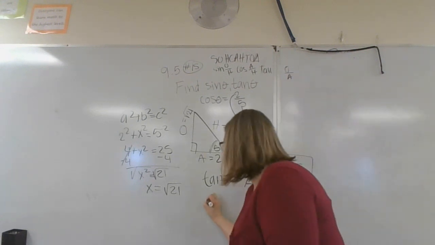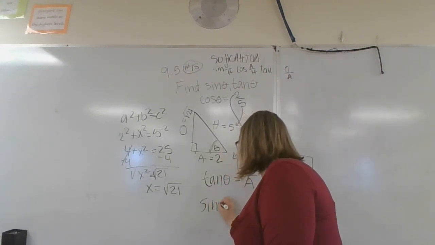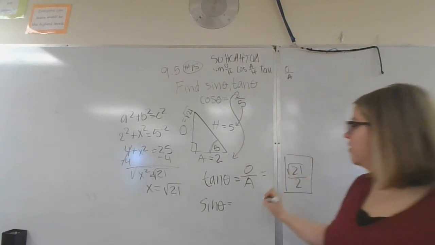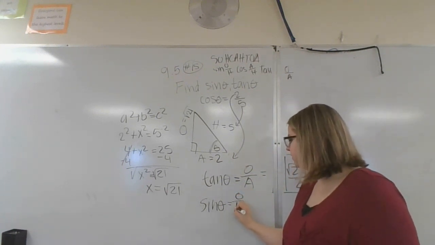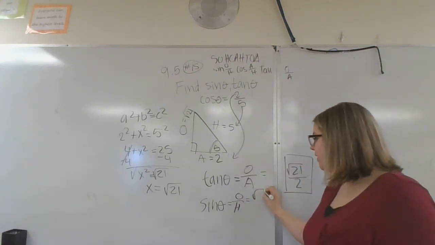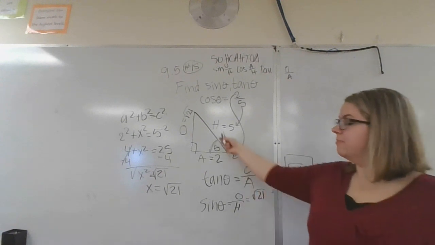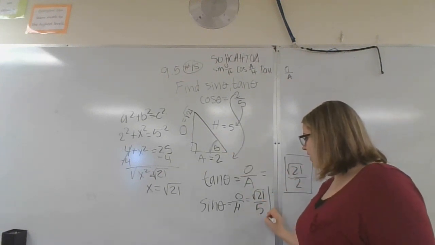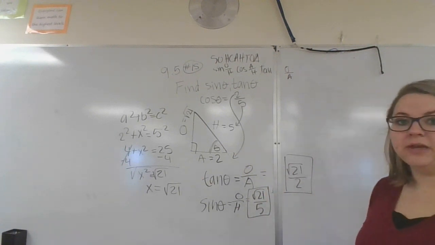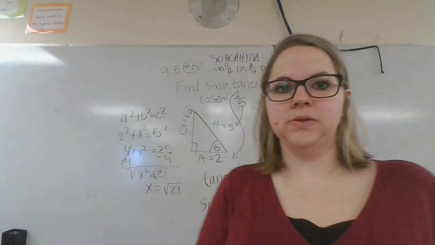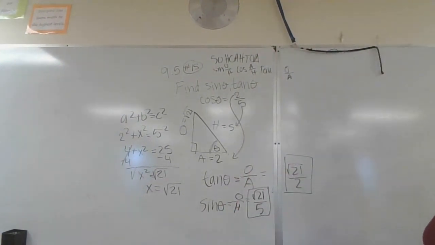Okay, now let's do sine of theta. Sine of theta is opposite over hypotenuse. My opposite side is, again, the square root of 21, and my hypotenuse here is 5, so square root of 21 over 5. And that's your answer for the sine. And you're done. Okay, so look at this for a minute. Absorb it into your brain.